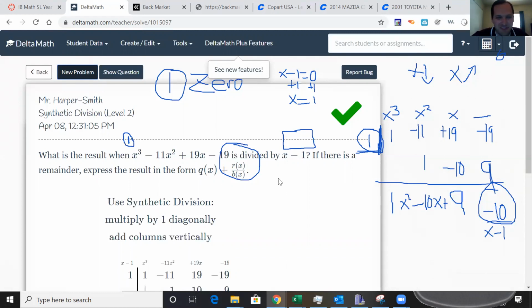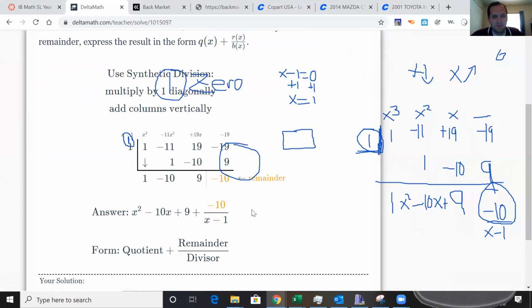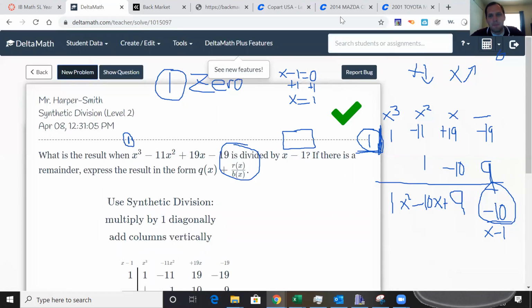Okay, awesome, awesome. That's all this Rx over Bx means. And here you can see that's exactly what we did. The exact numbers I had over here are right here. Let's do one more.